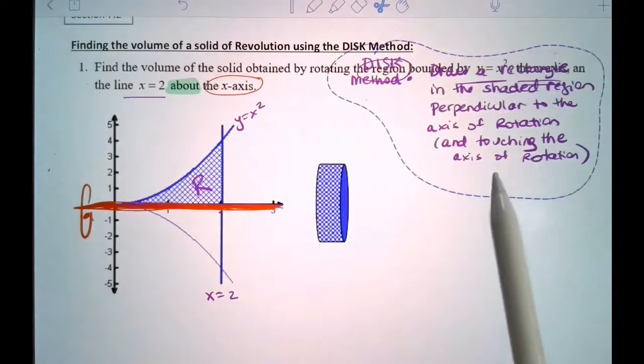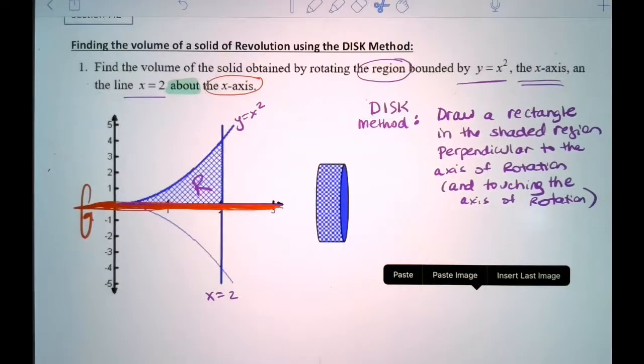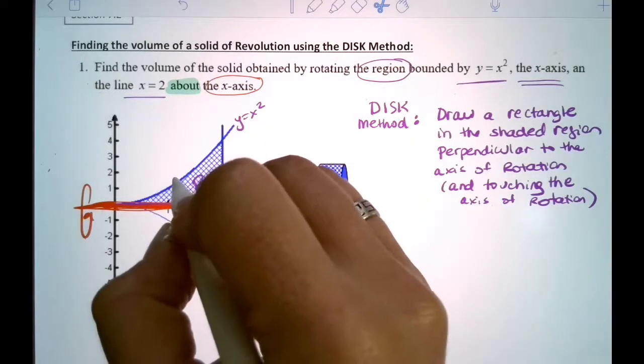When you're doing the disk method, you're going to draw a rectangle in the shaded region that is perpendicular to the axis of rotation and actually also touching the axis of rotation. So that's what you see over here. I'm going to do that. It doesn't matter where in the shaded region you draw it, but I am going to draw that.